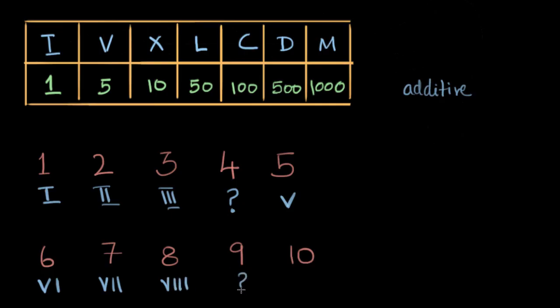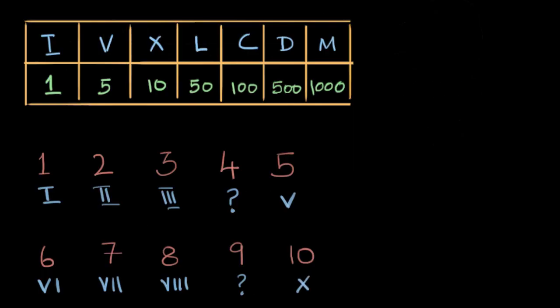9, again, I'm going to put a question mark here because it's a different way of writing. We do not write V with the 4 I's. Right? It becomes very long. So I'm going to put a question mark here and we're going to learn how we're going to write this. And for 10, I already have an alphabet for it, so I'm just going to use that, X.